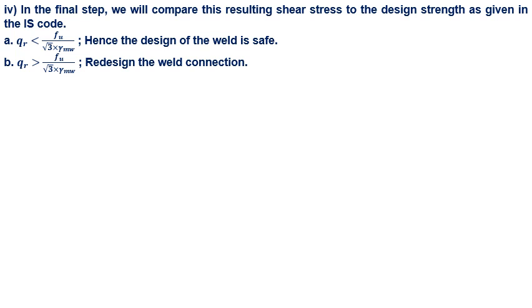And in the last step, we have to compare the resulting stress to the design strength as given in the IS code. If QR is less than Fu upon root 3 multiplied by gamma mw, hence the design of the weld is safe. And if QR is greater than the design strength of the weld, redesign the welded connection. So we take an example.